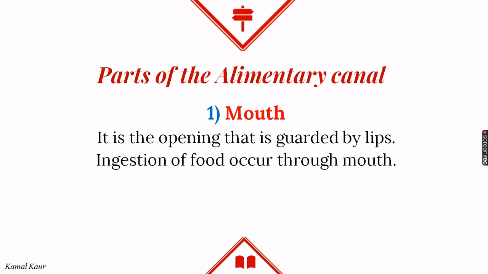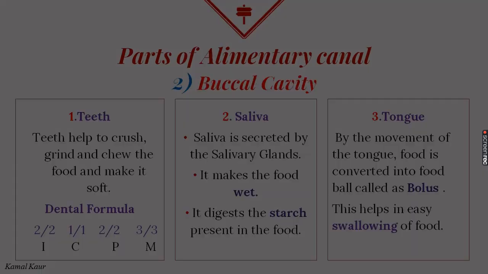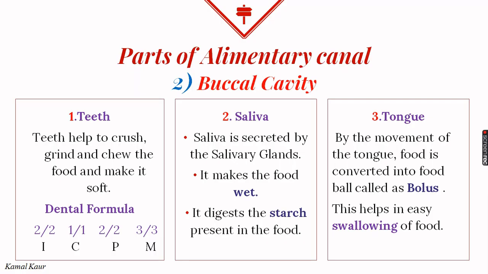We will now see parts of the alimentary canal, and first part is mouth. Mouth is simply the opening which is guarded by lips, and its only function is ingestion. So when we open the mouth, there is a cavity inside, and this cavity is called as buccal cavity. We also called it as oral cavity. Now it consists of number 1, teeth, which help to crush, grind and chew the food to make it soft.